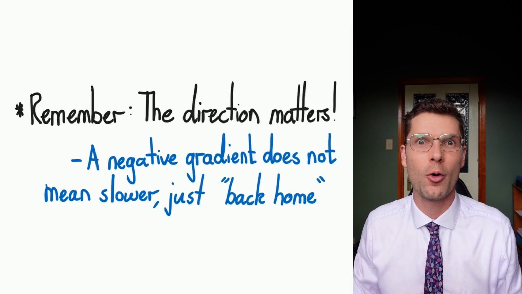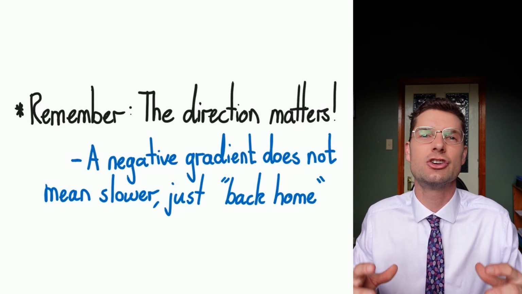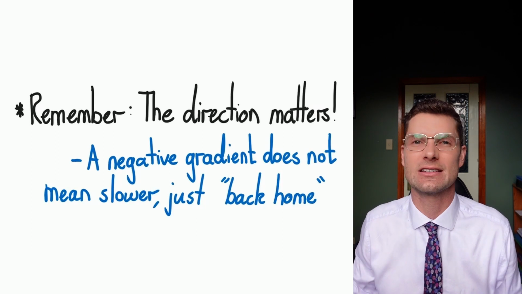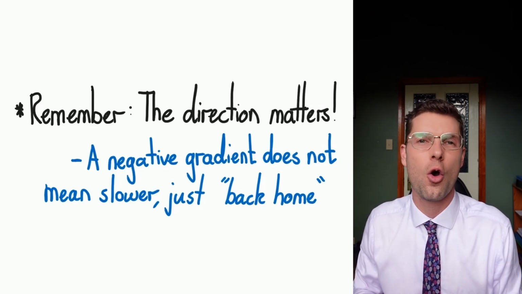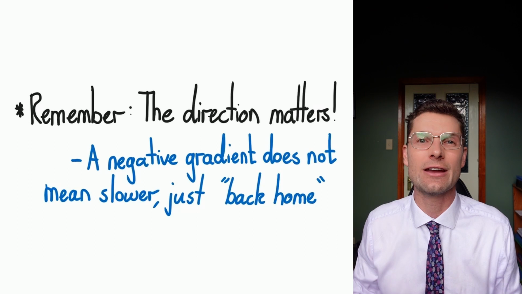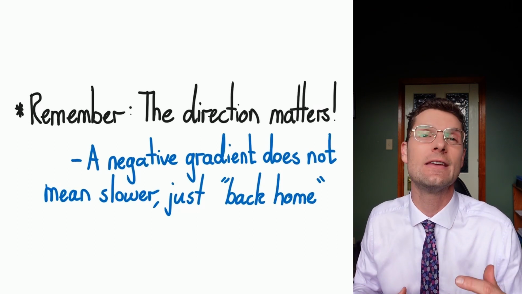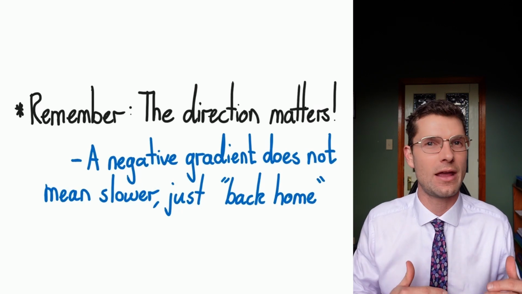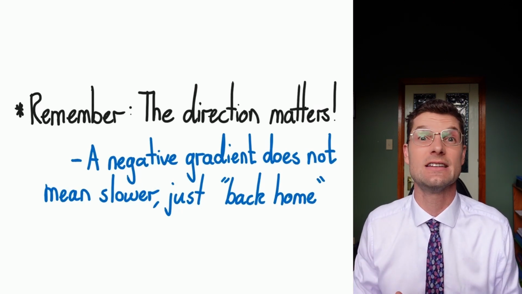So the big point before we get into our graph is that the direction matters. If you've got a negative gradient, that does not mean that you're going slower or you're going backwards. All it means is that you've turned around and you're going back home. You're going the opposite direction. So just remember, negative gradient does not mean backwards or smaller, just means in a different way.